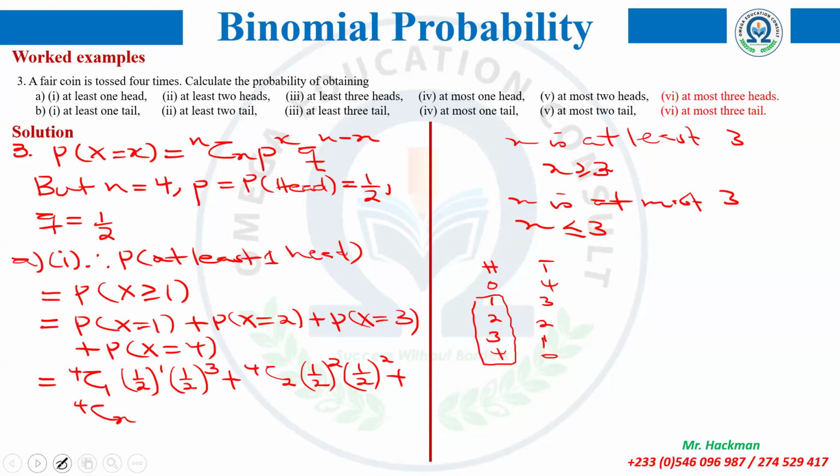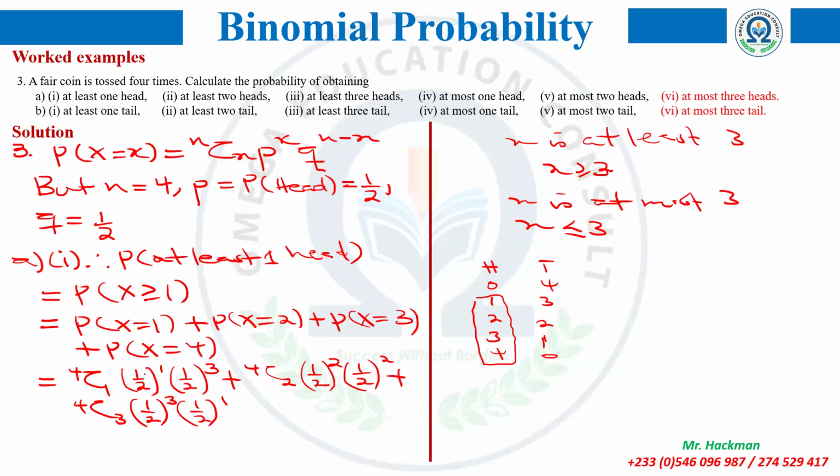Did I write x? All right, it is supposed to be 3. So combination 3, then in brackets 1 over 2 to what power? It should be 3, please. Your x, the power here, will be 3. Then into 1 over 2 to what power? Now it will be 4 minus 3, which will be 1.